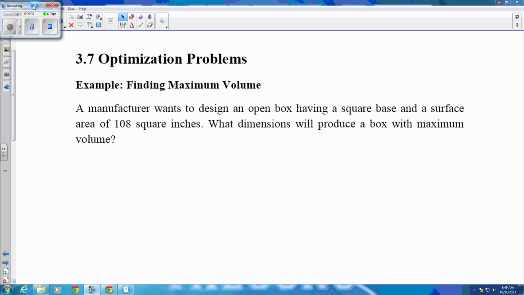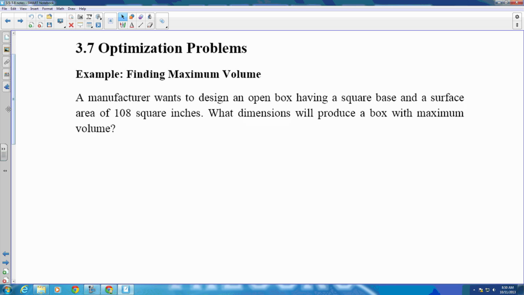Okay, we are going to do section 3.7, which is optimization problems. So we're going to always be finding a max or a min of something. In this case, the first example, a manufacturer wants to design an open box that has a square base and a surface area of 108 square inches. What dimensions of the box will produce a maximum volume?